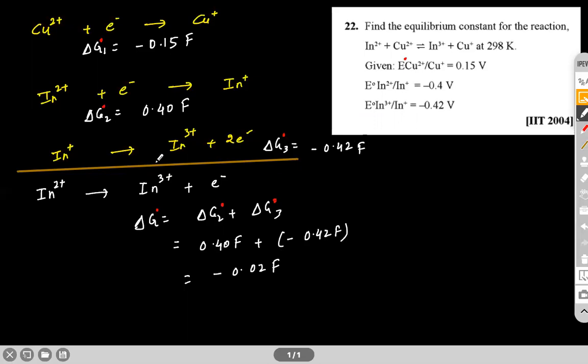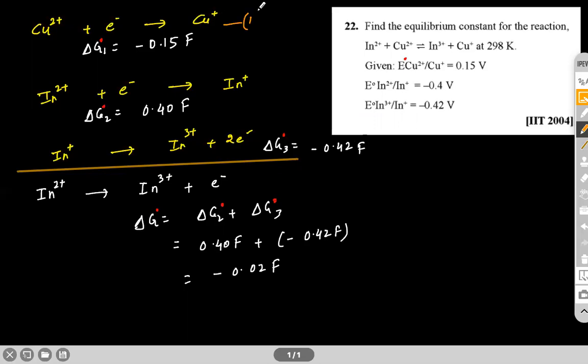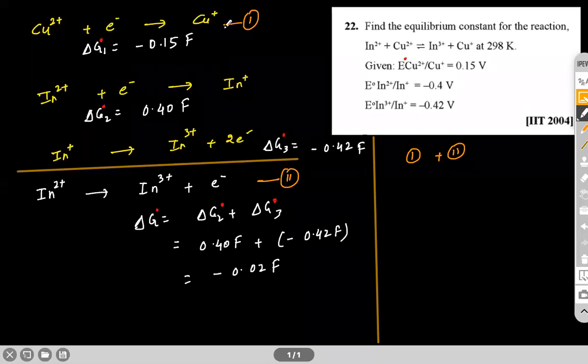Okay, so this E naught value we got. Now we have to find out for this one. So what I'll do, I'll just add these two reactions, 1 and 2. When we add 1 plus 2, we are not concerned with the reaction, because obviously it would be Cu2 plus In2 plus gives In3 plus Cu plus, and electrons get cancelled.